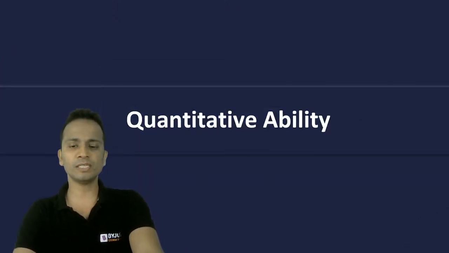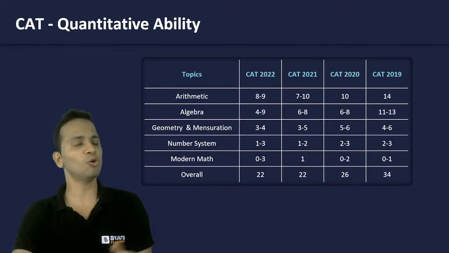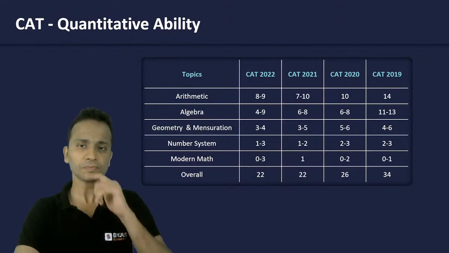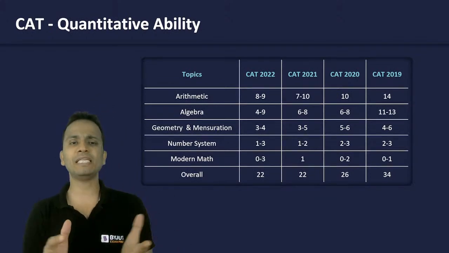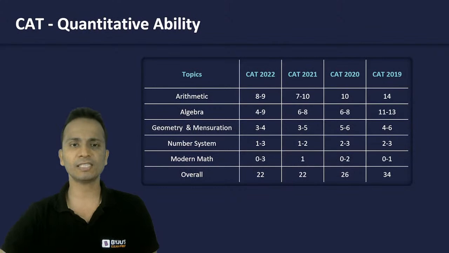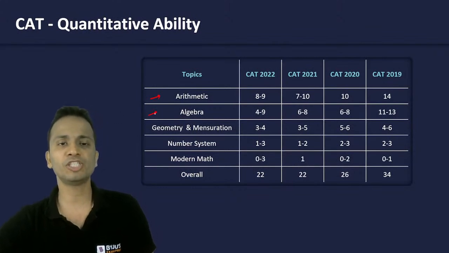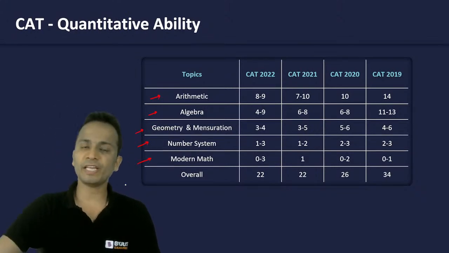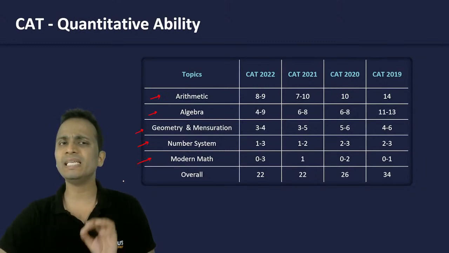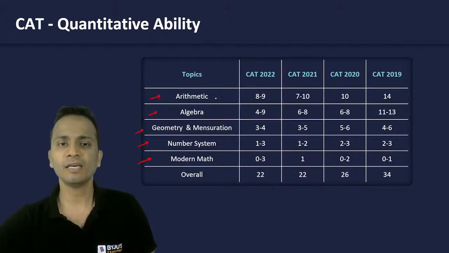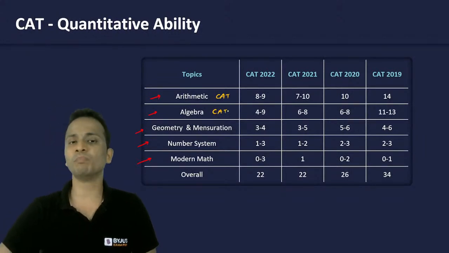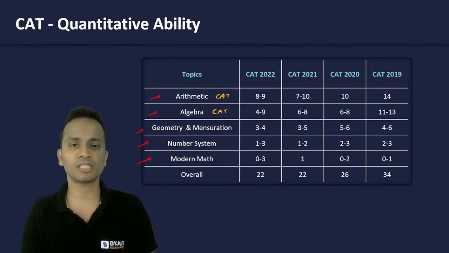To start with, we'll be focusing only on the QA section because this is the title of the session. The QA section is divided into 5 areas: arithmetic, algebra, geometry and mensuration, number systems, and modern maths. Out of these 5 areas, if I talk only about the CAT examination, then arithmetic and algebra are the most important areas that you must study.